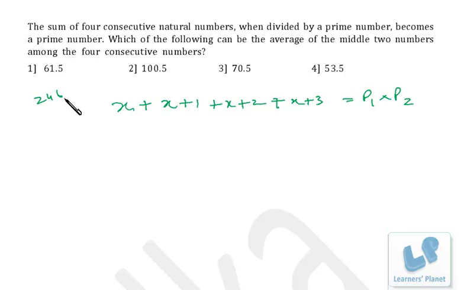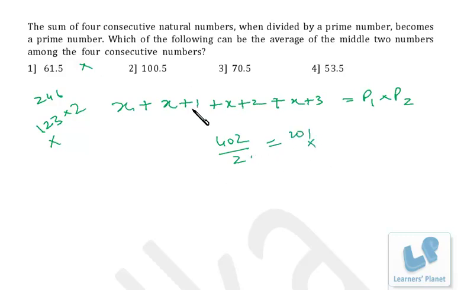So if I divide 246 by 2, because it's divisible by 2, what I'll be getting is 123 into 2. Now 123 is not a prime number, because it is divisible by 3. So this is the incorrect choice. Similarly, 100.5 into 4 if we do, it's 402. If I divide, it will be 201. Now 2 is a prime number, but 201 is not.